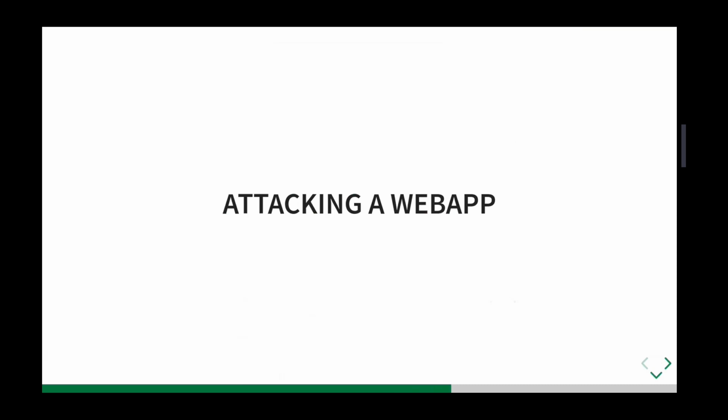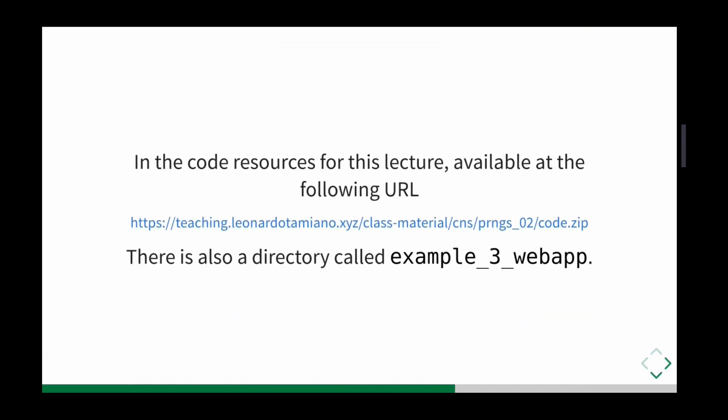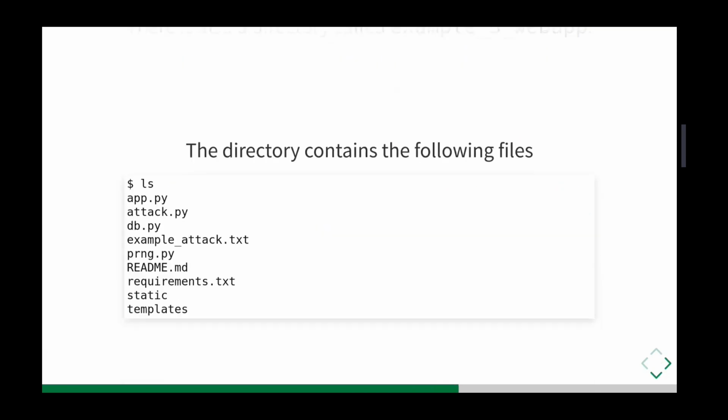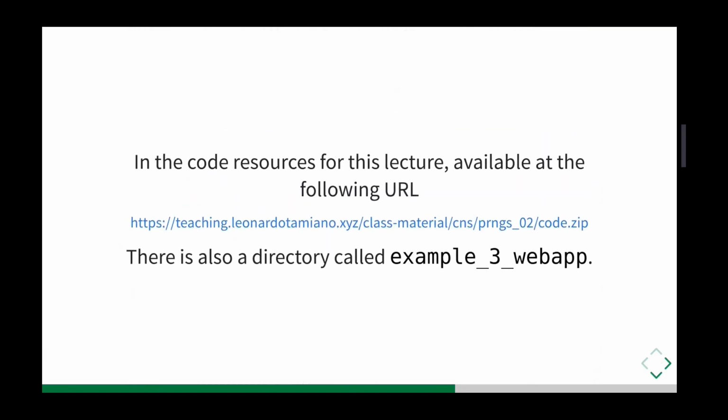So how do I show how to exploit it? Well, the idea is that I've written a web app that uses this kind of generator, and we will attack it in actual practice. You can download the source code at the following URL. It is a zip. You open it, and it has a bunch of files. There is also a directory called example3 web app.